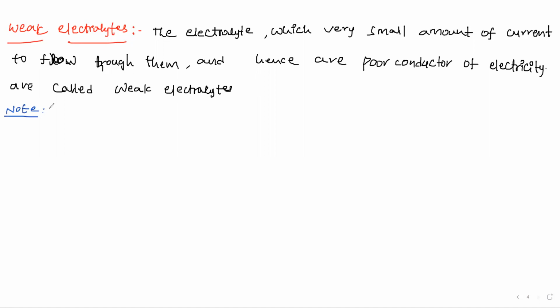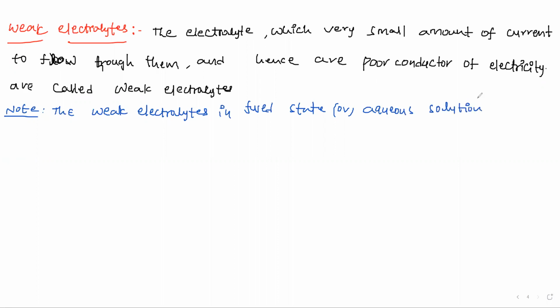Weak electrolytes in fused state or aqueous solution are partially dissociated. They contain partial ions.